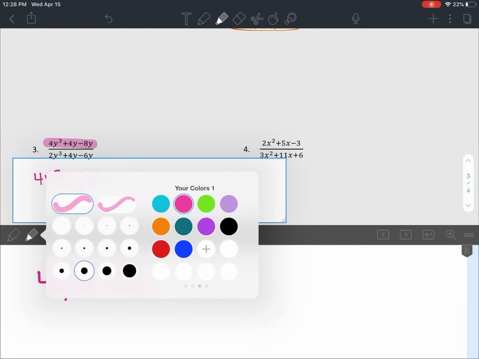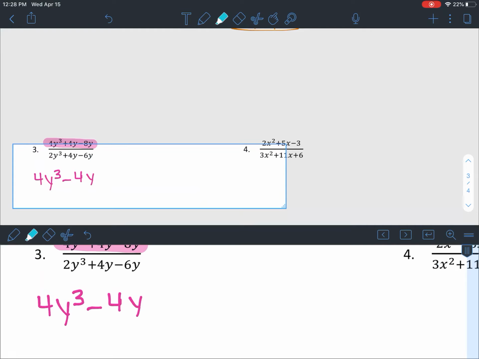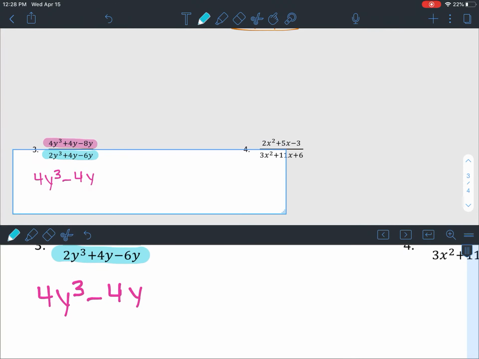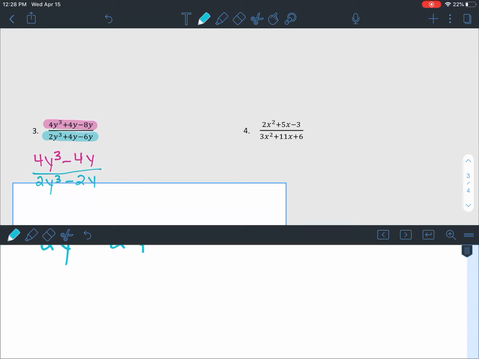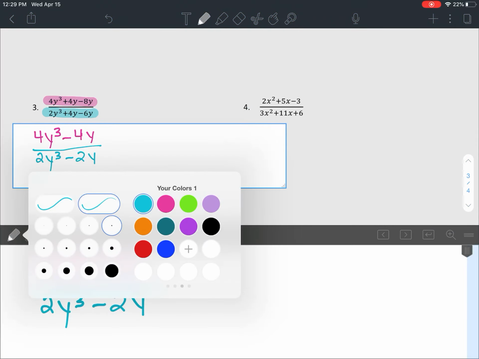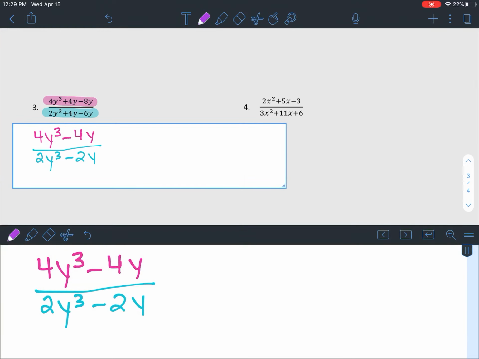And then on the bottom, let's do blue this time for the bottom. So for the bottom, if I simplify that bottom part, nothing happens to that first 2y cubed. And then I have 4y minus 6y, which gives me negative 2y. But then from here, things still don't look simplified. So what I'm going to do is simplify that top and simplify that bottom.